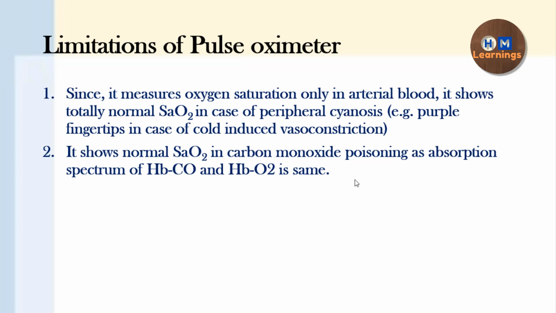That is why it will show you a normal saturation of hemoglobin with oxygen in the case of peripheral cyanosis. Another thing is that in carbon monoxide poisoning, the blood has become cherry red in color, and the absorption spectra of hemoglobin with carbon monoxide and oxyhemoglobin are the same. So the pulse oximeter is not able to differentiate between these two, and that is why in carbon monoxide poisoning it will give you a normal SaO2. So I hope you understand the principles and the limitations of the pulse oximeter.